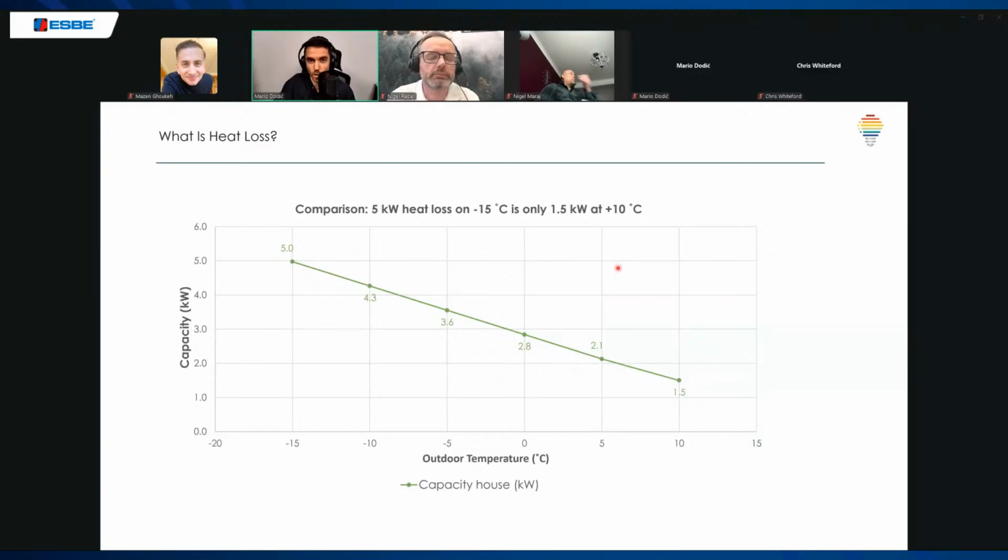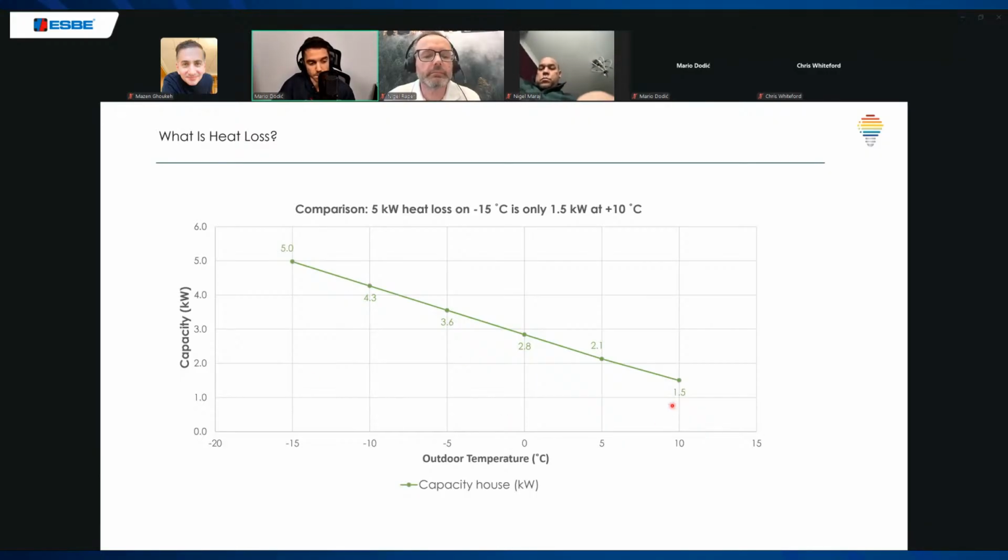Just one more comparison of how to make this effective. Here we have a wide audience. In some places, for example in Croatia where I live, you can have a -15 design outdoor temperature. In the UK it's -2, -1, -3, depending where you are. But just for understanding, at -15, an average house has a 5 kilowatt heat loss.